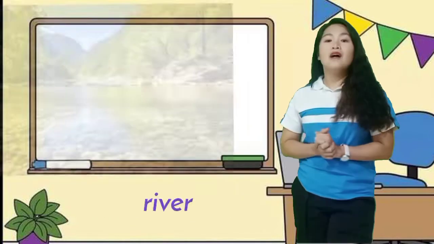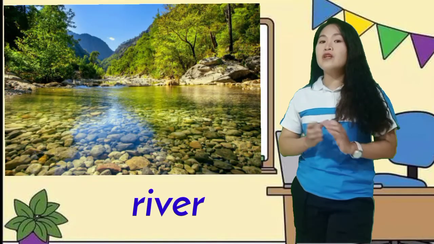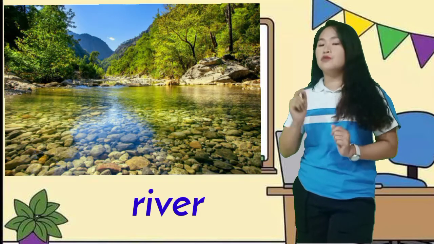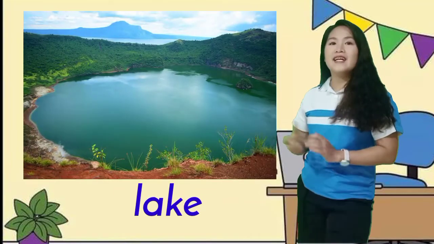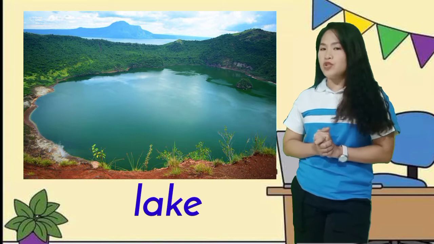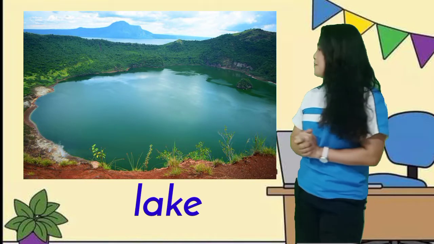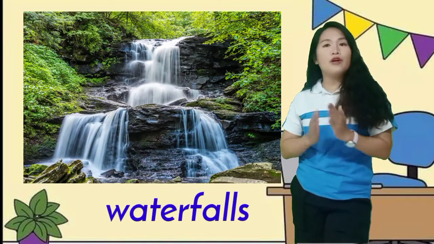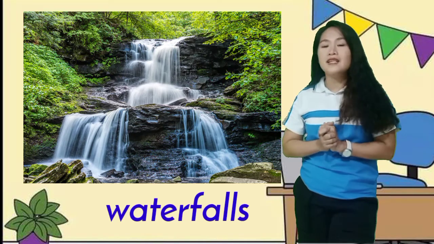Now we have the river. The river is a large natural stream of water flowing in a channel to the sea. Now we have the lake. The lake is a large area of fresh water surrounded by land. And lastly, we have the waterfalls. It is a river or body of water that falls steeply over a rocky ledge.